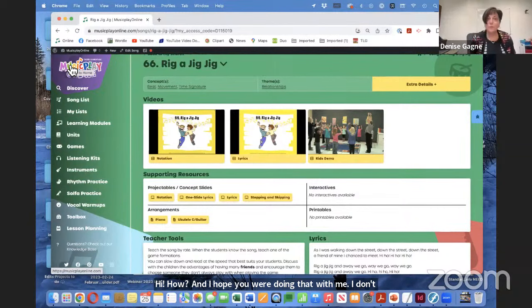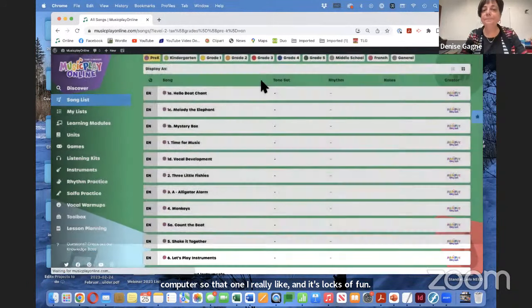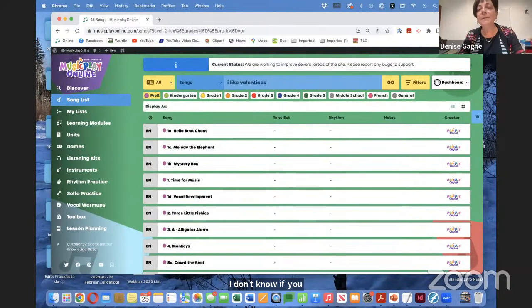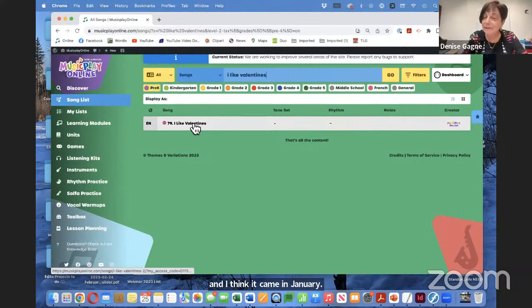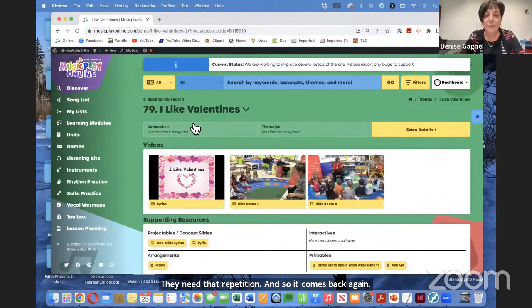I can't keep all the windows open on my computer. So that one I really like, and it's lots of fun. I'm going to go into the song list again, and I'm going to go to pre-K. I don't know if you remember, but there was a song in pre-K, I Made a Snowman. That was really cute. And I think it came in January. Now we're going to use basically the same melody for I Like Valentine's. Pre-K, they need that repetition. And so it comes back again, I Like Leprechauns. You'll hear it three times this year.